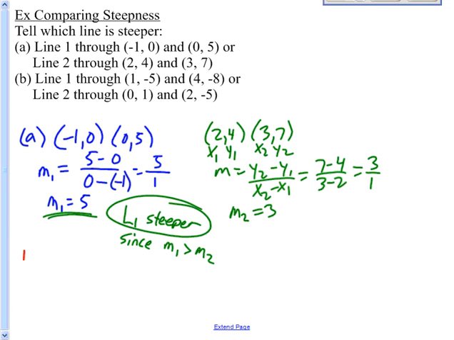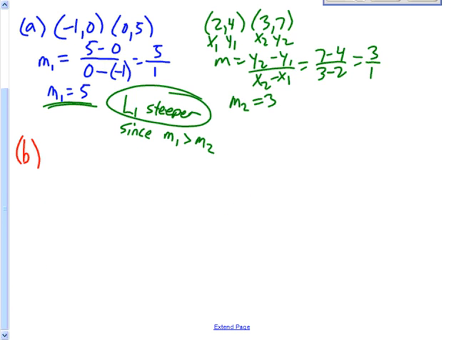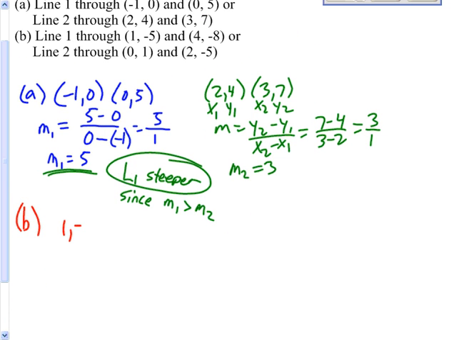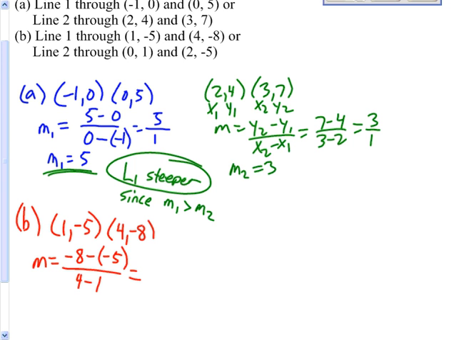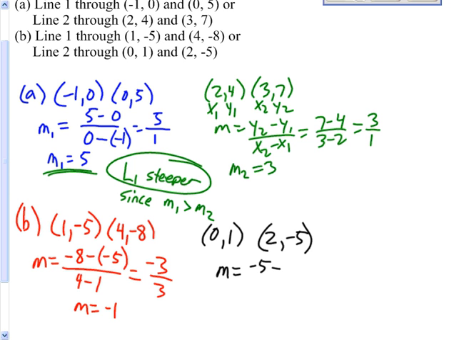Let's do part B here. Oops, can't see that. 1, negative 5 to 4, negative 8. y2 minus y1 over x2 minus x1. So negative 8 plus 5, negative 3 over 3. Here's our slope of that line 1. Our other one looks like it's 0, 1, and 2, negative 5. y2 minus y1 over x2 minus x1. So it looks like we got negative 6 over 2 or negative 3.